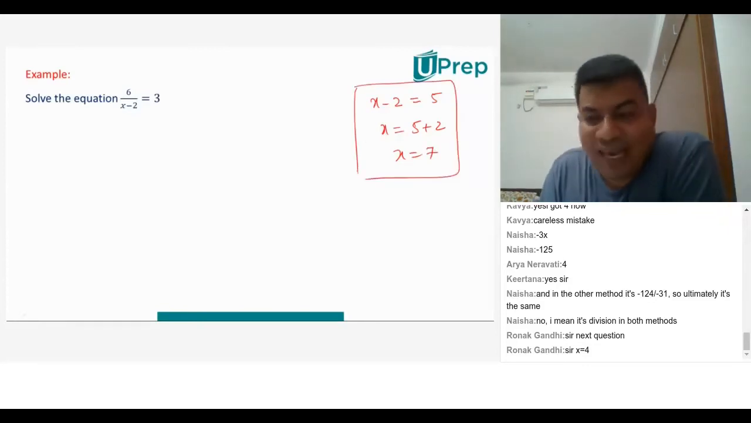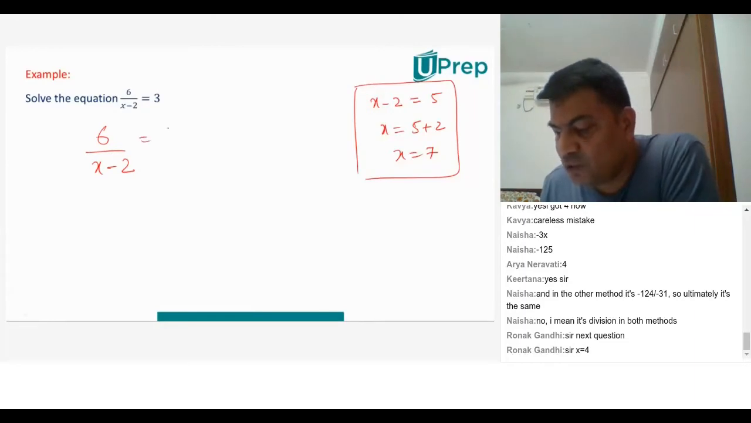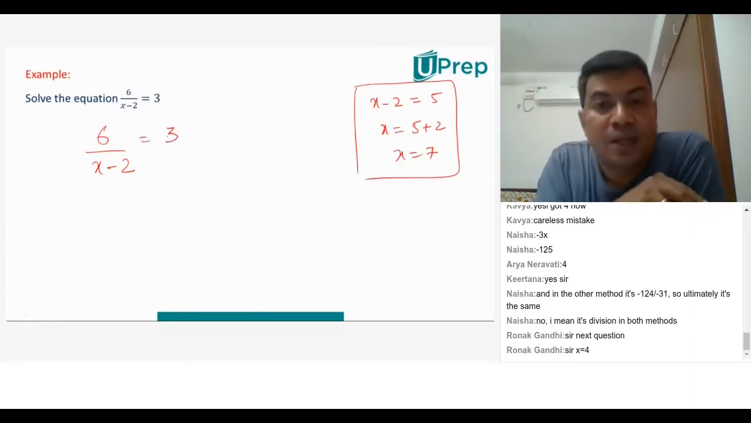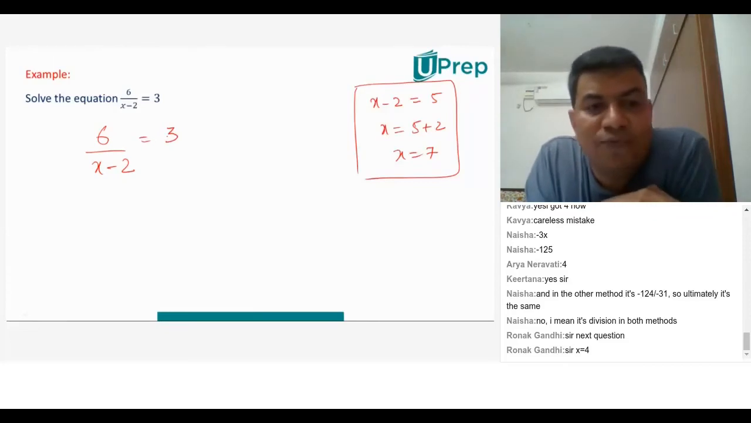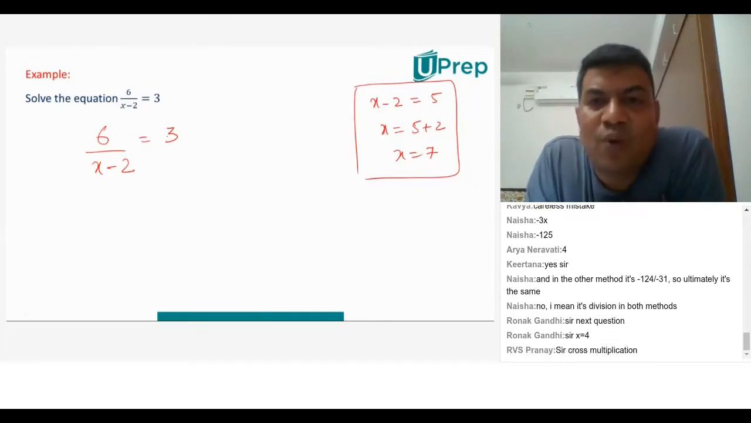So when you have a fractional thing, as represented here, 6 upon x minus 2 is giving you 3. Now, how do you handle this? Technically, even this is a linear equation because it can be converted into linear. Yes, cross multiplication is one way of doing it.